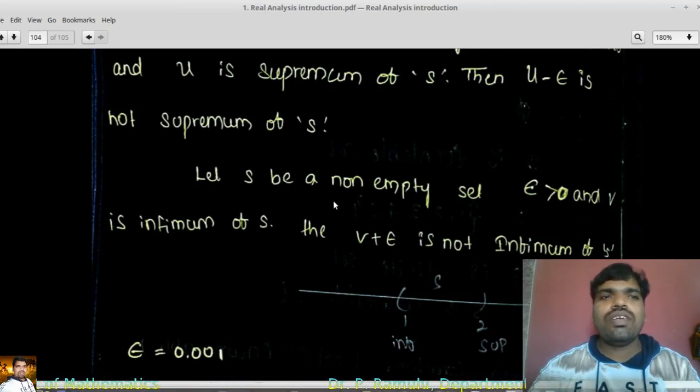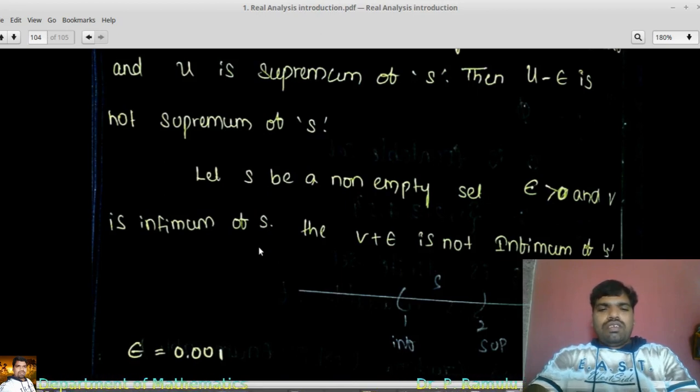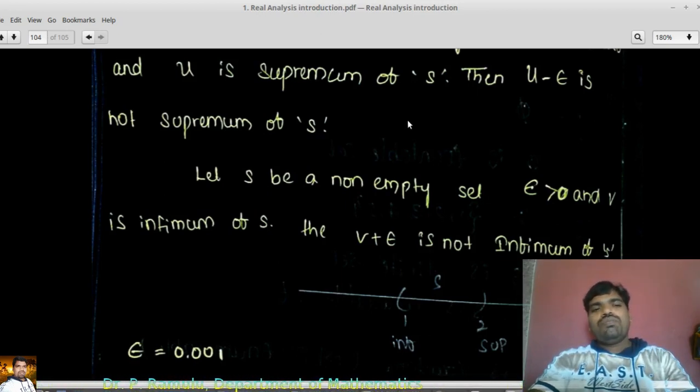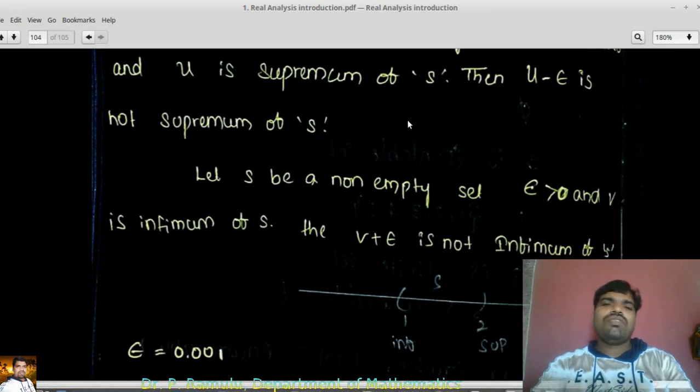Today we have covered some properties like boundedness, supremum, infimum, lower bound, upper bound, greatest element and least element, completeness, and the order axioms, and complete ordered field. We have discussed all these topics today.